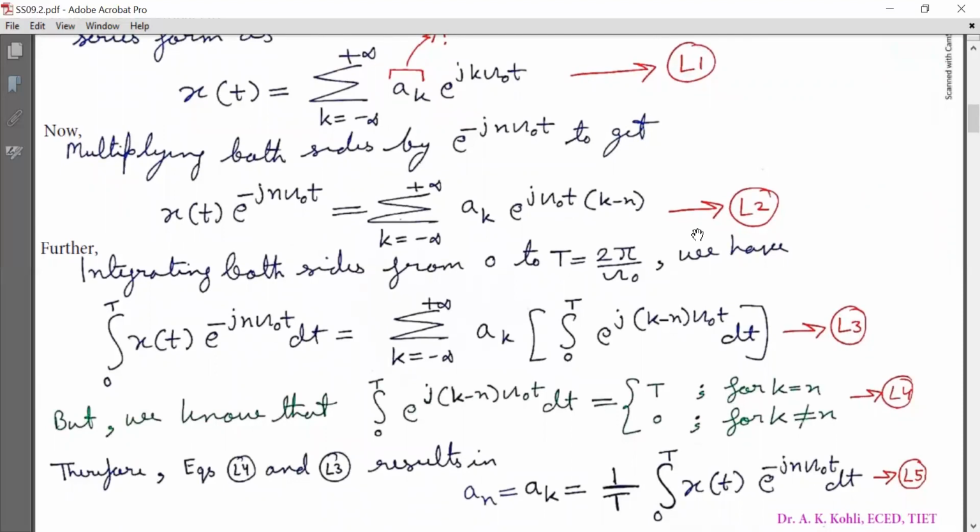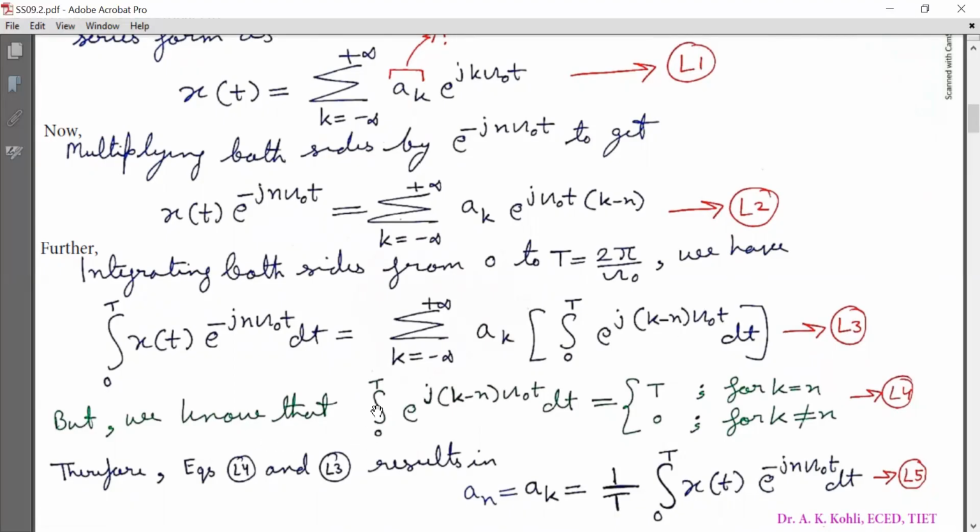Further, integrating both sides of above equation from 0 to capital T, where capital T is equal to 2 pi by capital omega naught, we have integration from 0 to capital T x(t) e raised to power minus j n omega naught t dt is equal to summation k running from minus infinity to infinity a_k bracket integration from 0 to capital T e raised to power j bracket k minus n omega naught t dt, mark it as equation L3. Now this term in brackets needs to be determined, that is unknown.